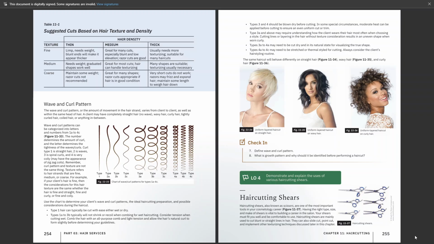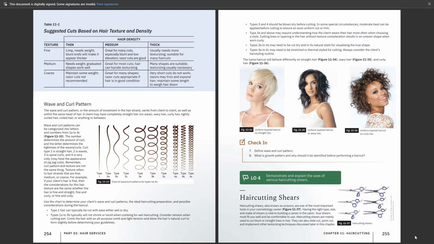In some special circumstances, moderate heat can be applied before cutting to ensure an even, uniform cut or trim. Type 3A and above may require understanding how the client wears their hair most often when choosing a style. Cutting lines or layering in the hair without texture consideration results in an uneven shape when worn curly. Types 3A to 4A may need to be cut dry and in its natural state for visualizing the true shape.